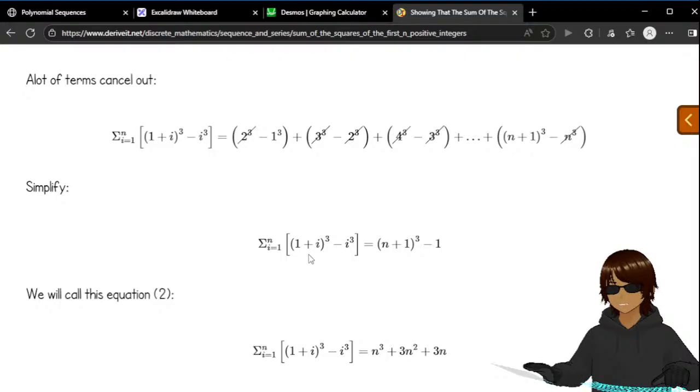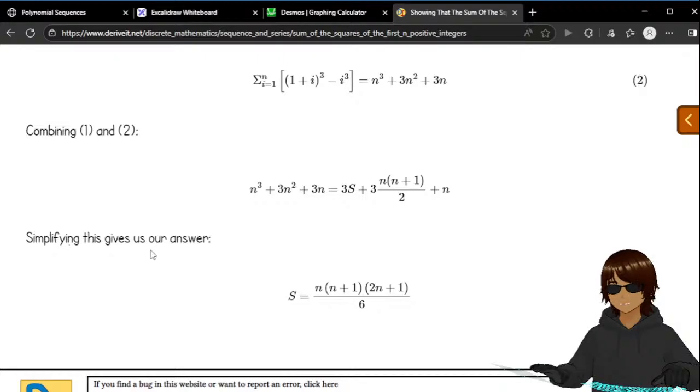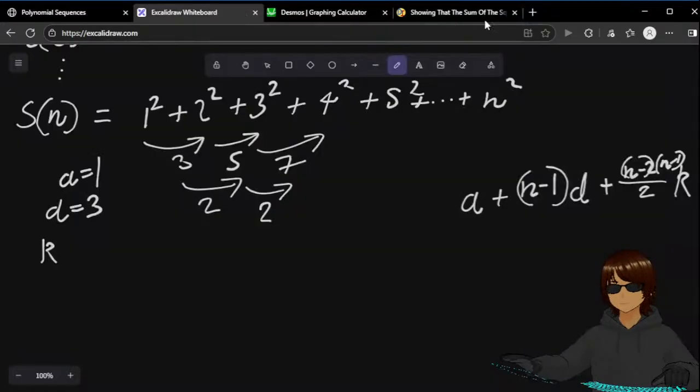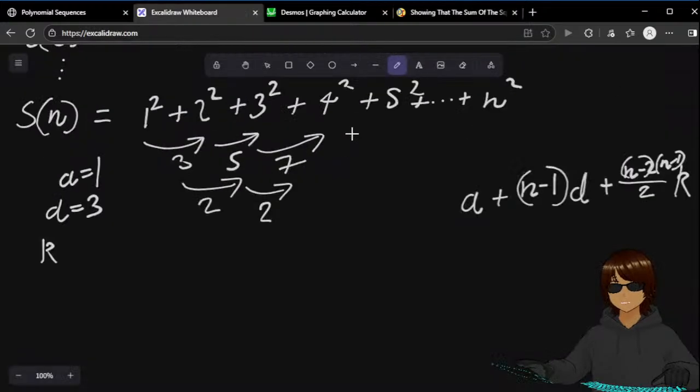Simplifying, and then (n plus 1) cubed minus 1. We will call this equation 2. Combining 1 and 2, we have these two. Simplifying, this gives us our answer. Okay, so that's how I got that. k is equal to 2.